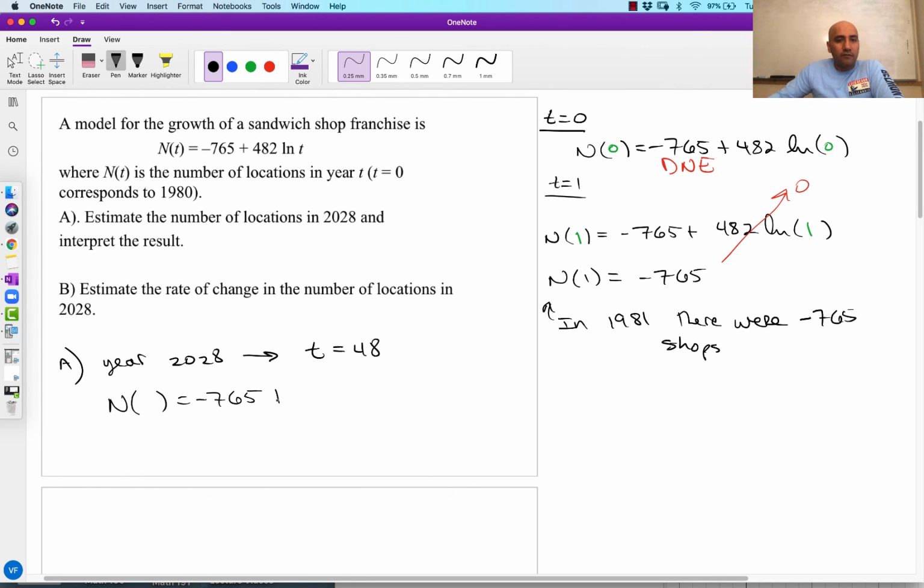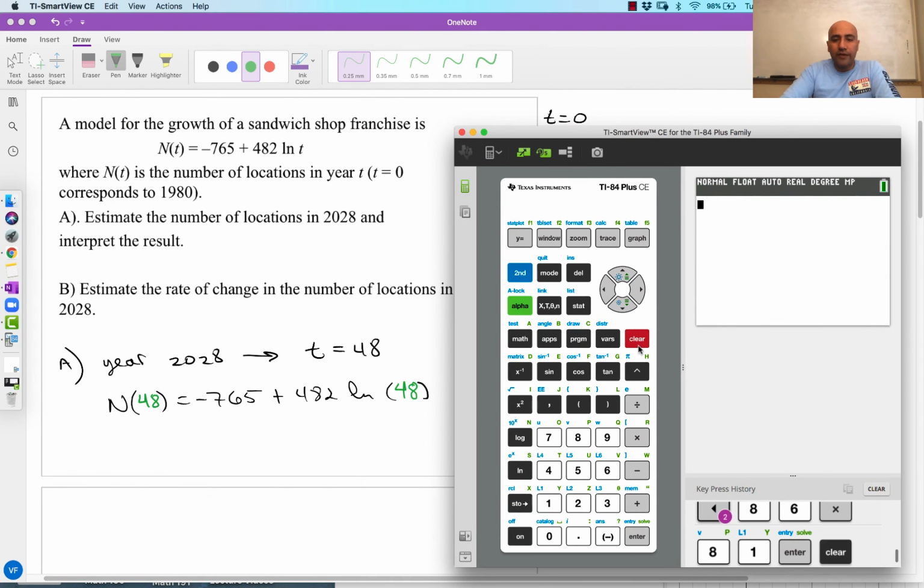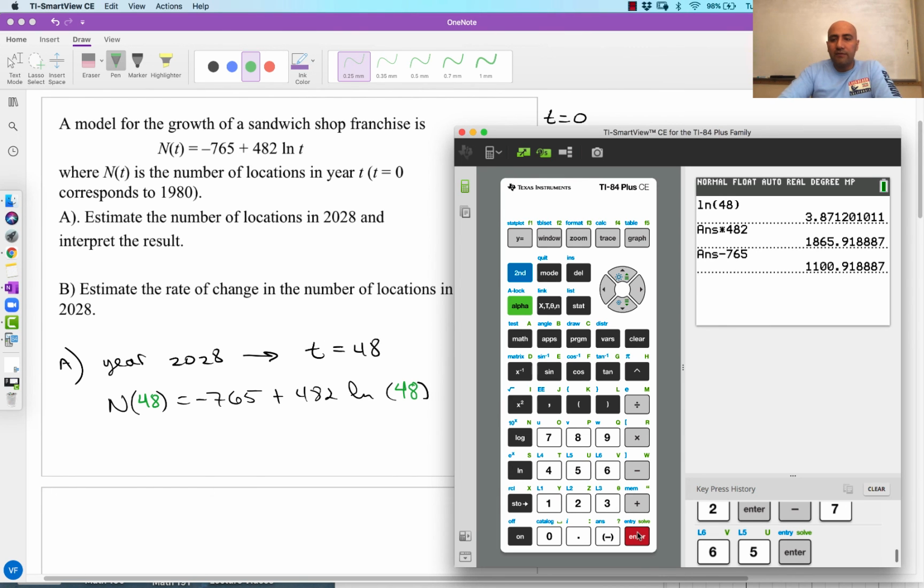Negative 765 plus 482 ln of 48. We're going to put in a 48, ln of 48, and now we just have to use our calculator. So let's get our calculator out and calculate this. I'm going to start off with ln of 48, close parentheses, get an answer. Multiply that answer by 482, get an answer, and then subtract 765 to get approximately 1100.9189.